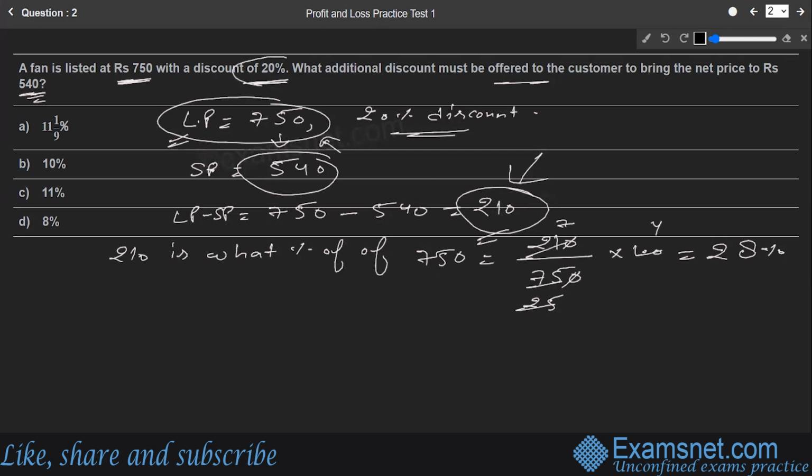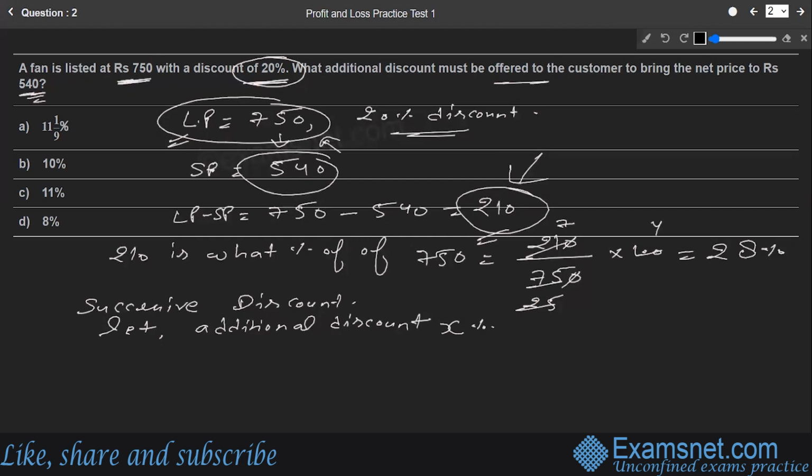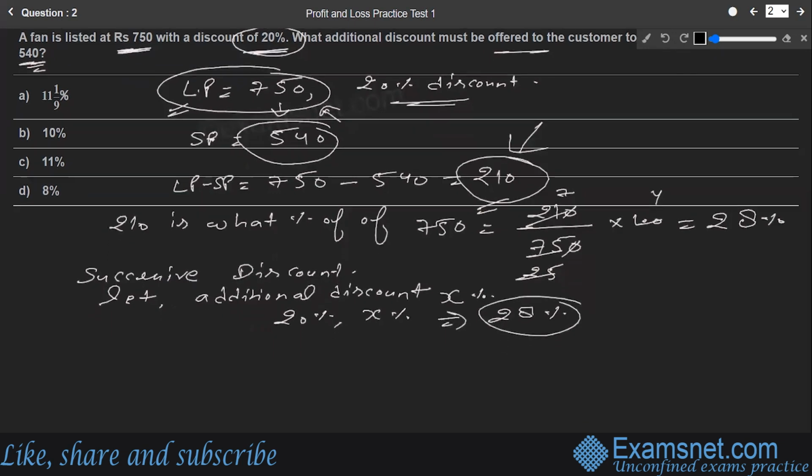And how much is he right now getting? In the first step he is getting 20% only. So ultimately he should get 28%. For that we're going to use the formula of successive discount. Let the additional discount to be given after 20% be X percent. After two successive discounts, first 20% and then X percent, the ultimate discount should come out to be 28%, because then only the price will be reduced to 540 rupees.